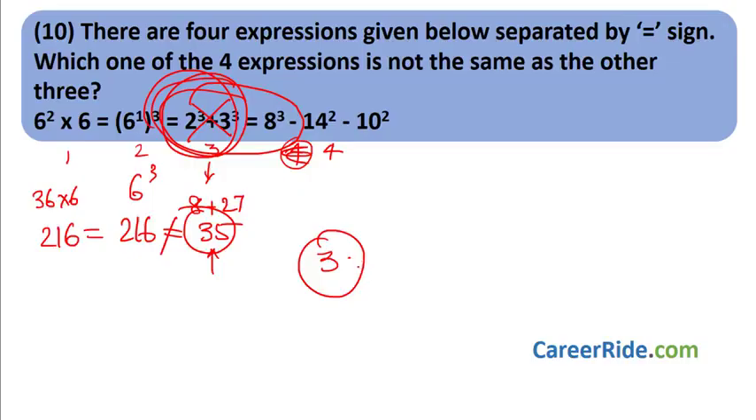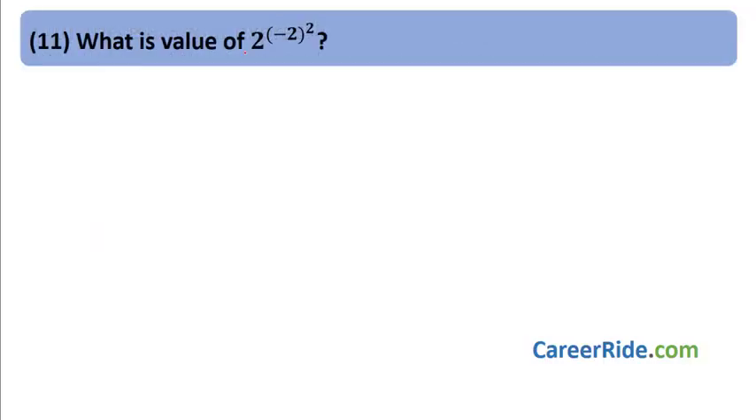These kinds of sums are rare, but still I included this kind of sum because you never know, anything can come up. So now you are familiar with this kind of sum also. Moving to question number 11. What is the value of 2 raised to minus 2 raised to 2? Again, very easy. What do we have?